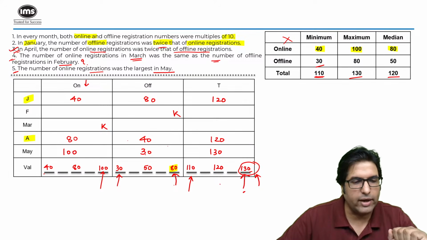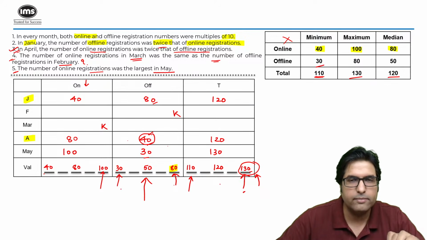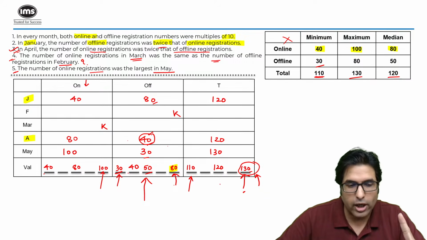Now, one more thing that we need to do, once we have filled this 30, 40 and 80 in offline: look at this value of 40, which was not available earlier. Can you think of where this value of 40 should go in our structure here? So we already have a 30, we already have a 50, so 40 must necessarily go here. Which means we are left with one blank value.